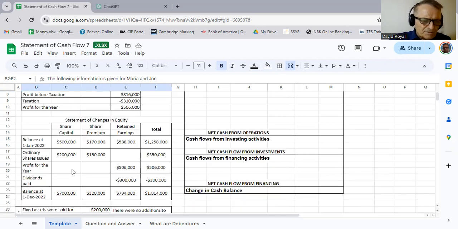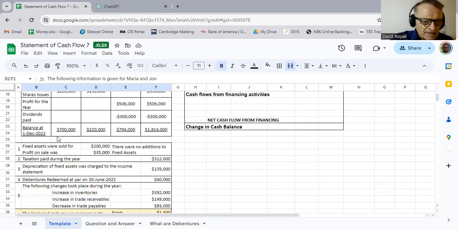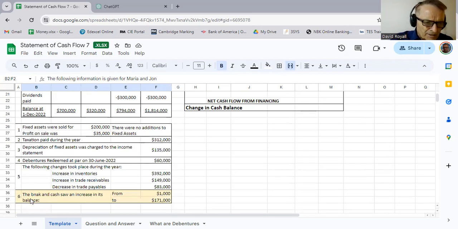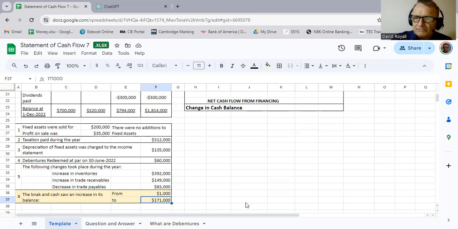So we've had the income statement and the statement of changes in equity, quite an important statement in any business or company status. And we've got some notes down here. So, okay, if you haven't read the data carefully, stop the video now, read it, and then come back. Okay, look at note 6 here. We've got a situation where the bank balance starts at $1,000 and ends up at $171,000. So, yippee, we may feel. Is that good or not?